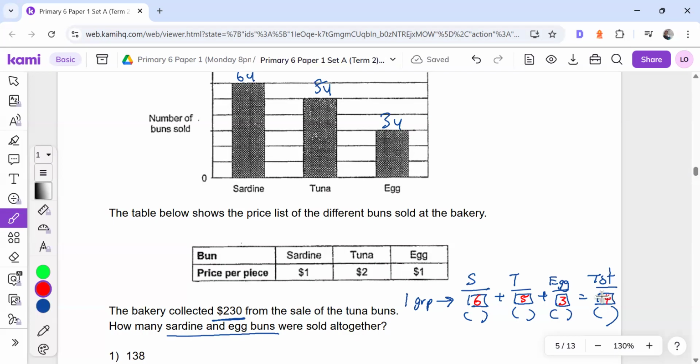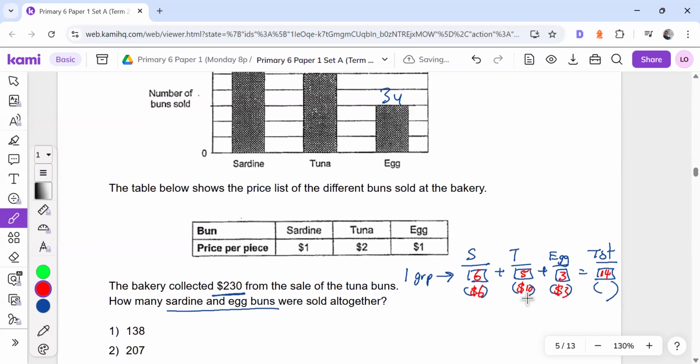Can you now fill in the bracket? Bracket means how much? So if one sardine is $1, 6 sardine must be $6. And one tuna is $2, 5 tuna must be $10. And then 3 eggs will be $3. And how much is one group? 6 plus 10, 16 plus 3, 19. Wow, I can use the grouping method. Can you see that?